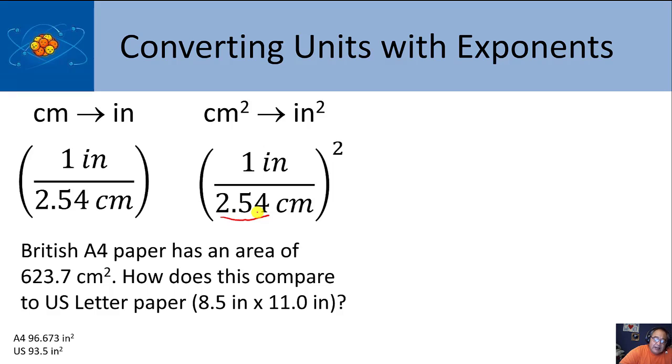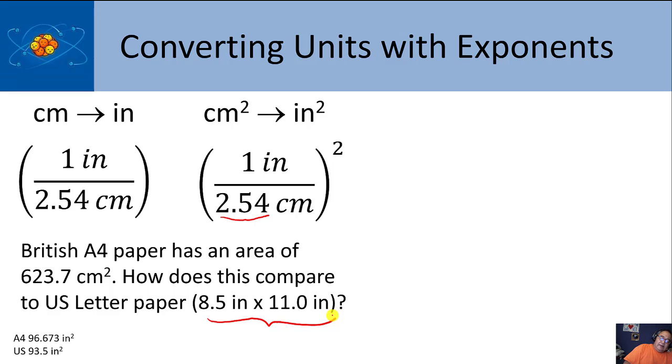So British A4 paper has an area of 623.7 centimeters squared. Is that bigger or smaller? How does it compare to U.S. letter paper? Anybody who's used it kind of knows, but I'll save that for later. So what we want to do is take 623.7 centimeters squared and convert it into inches squared. And then we want to calculate the inches squared for U.S. letter paper and then compare the two.